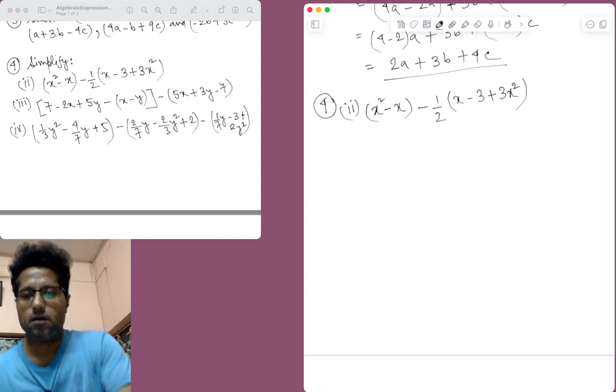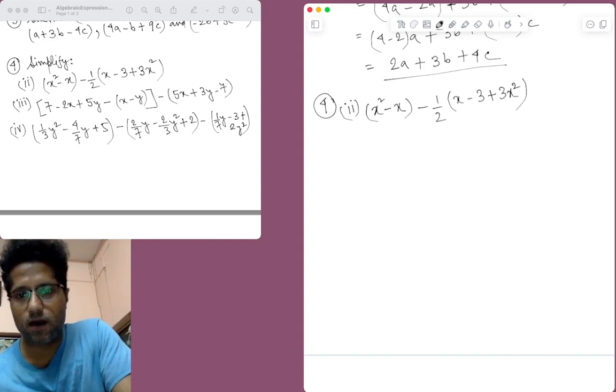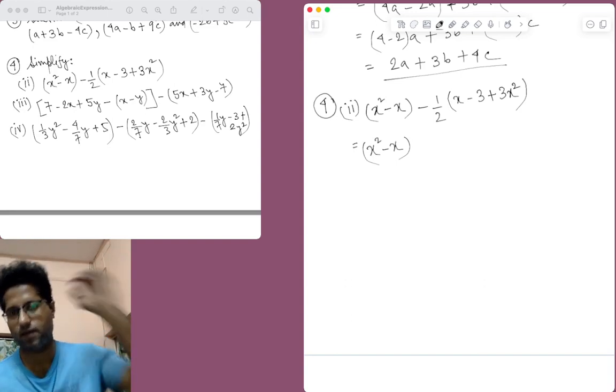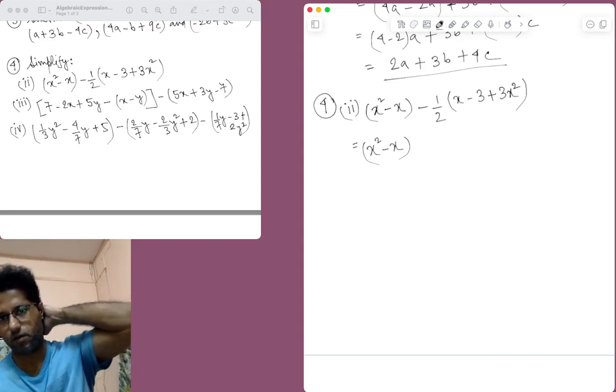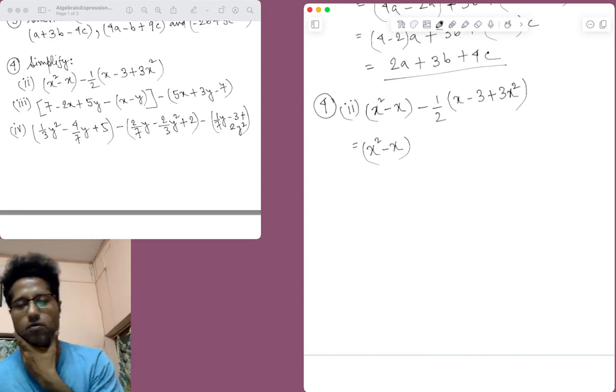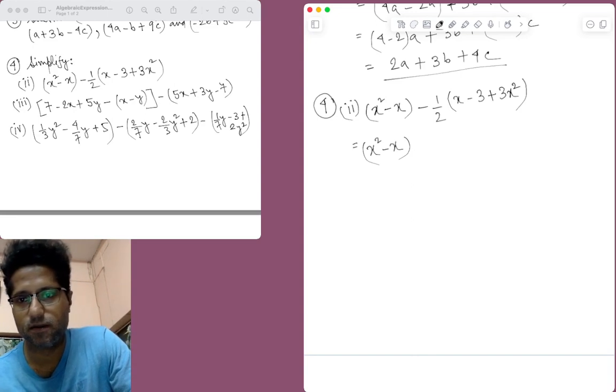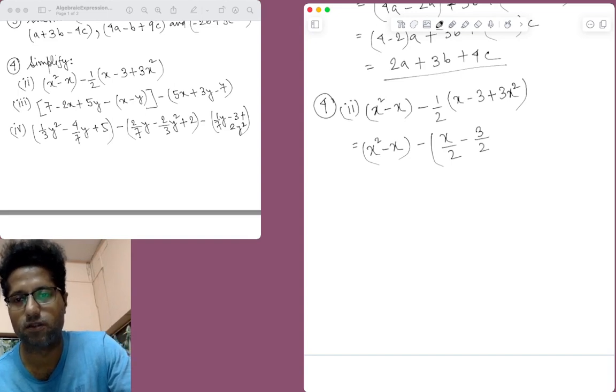Now this half is equal to x square minus x. Now this minus half, you see, actually this is the product of half and this algebraic expression. Now you can multiply the half with all the terms inside. So I can say this is nothing but x by 2 minus 3 by 2. I am multiplying half with all the terms inside. This is 3 by 2 x square.